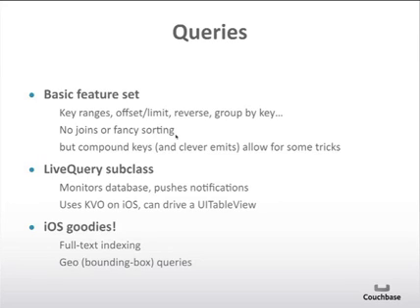As I said, there's this subclass of CBL query called CBL live query, which will keep running and monitor the database. And whenever the database changes, it will see whether the query's results change. And if they do, it will post a notification. You can either use key value observing or an NS notification. And then you can use that to drive a UI table view.